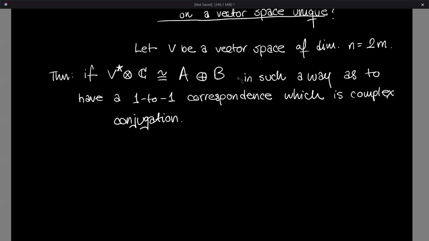My computer froze. Let me wait for that. Okay, I think it's back. Okay, let me continue explaining.